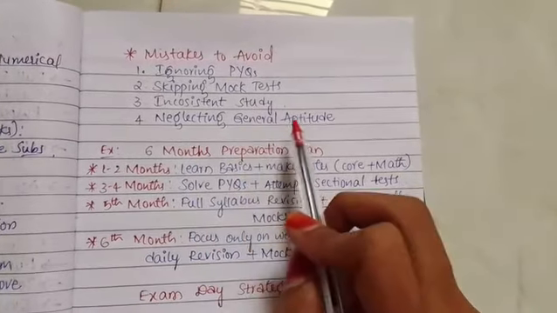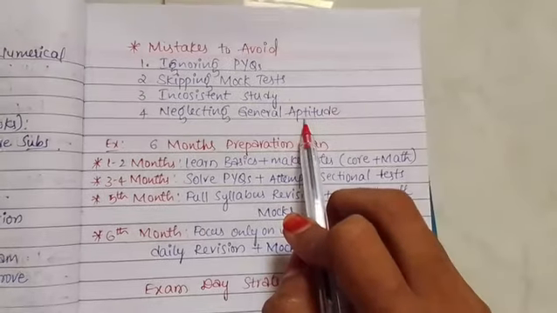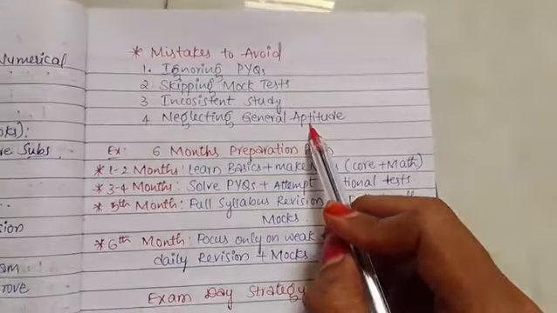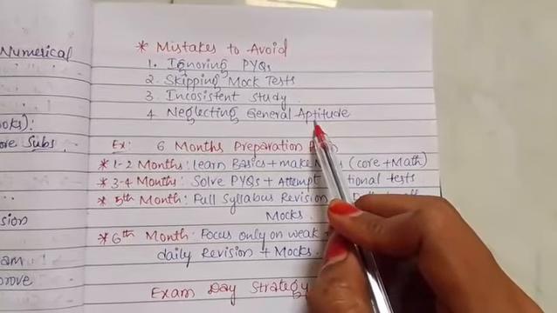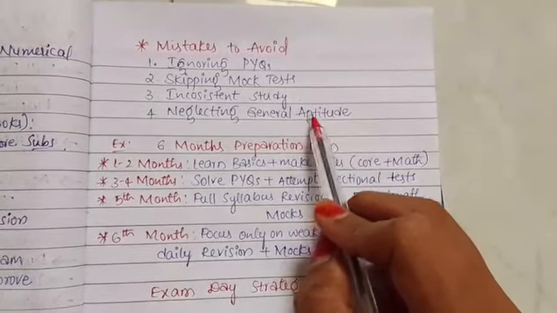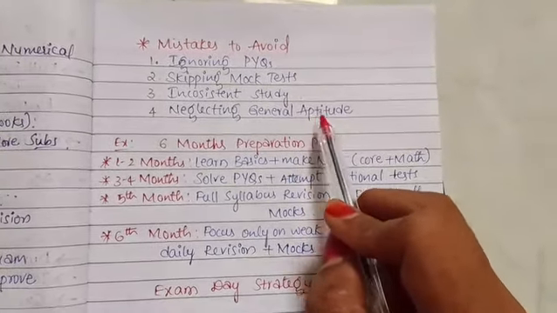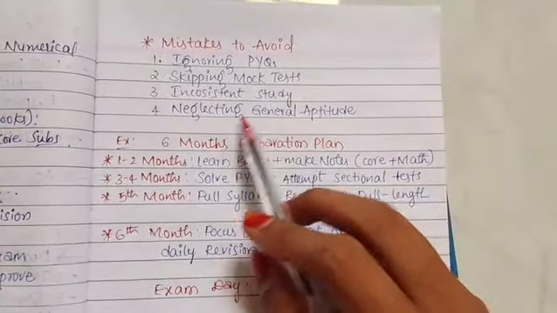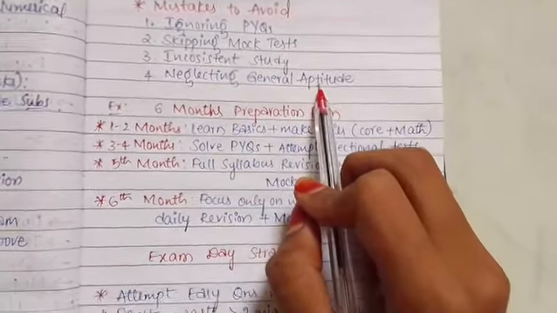And neglecting the general aptitude. Many people neglect the aptitude because they think aptitude is very difficult. But aptitude is very simple. If you learn the logics, you'll be able to solve any problem easily. That's why don't neglect the general aptitude.